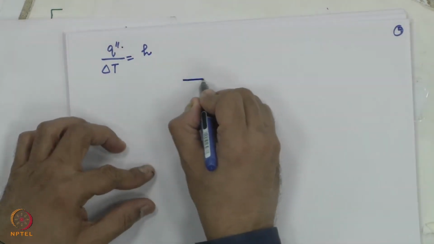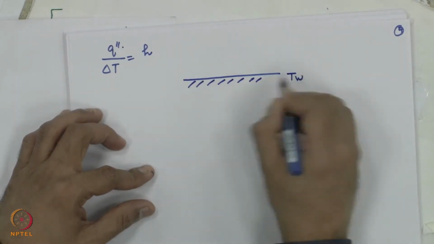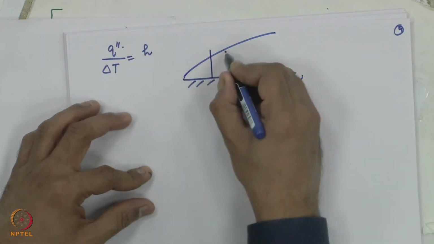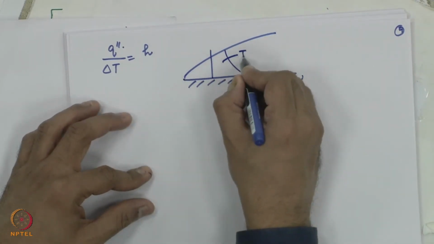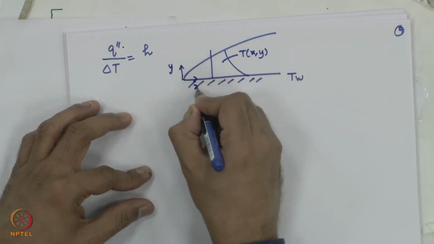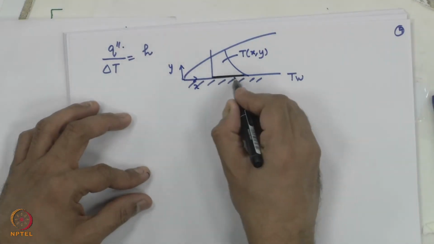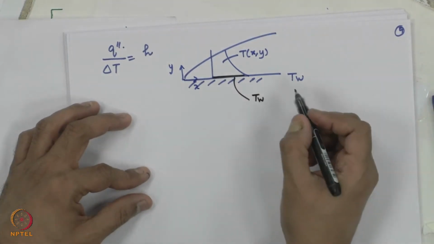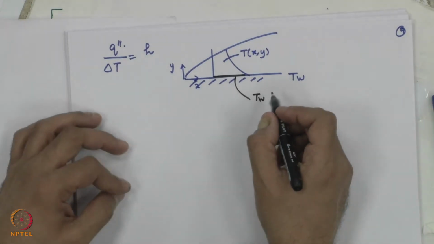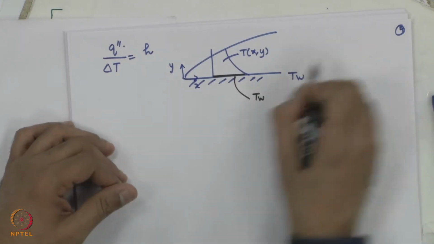When a flow happens over a solid surface, this is the solid surface, this is T wall, we have this so-called thermal boundary layer which is developed, and the temperature profile looks something like this. This is T of local x comma y, and let me say this is y, this is x. The first layer of fluid in contact with the heated surface is at T wall, correct. So, the layer of the fluid in contact with the heated surface has 0 velocity. So, the mechanism of heat transfer is primarily conduction.